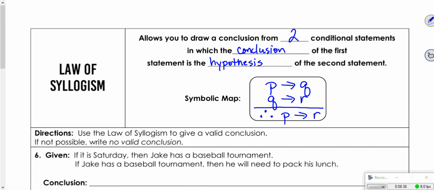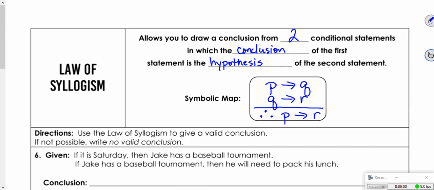Now, let me give you kind of a high level example, just off the top of my head. If I have the money, then I'm going to the store. If I go to the store, I'm going to buy a CD. I know I'm dating myself. Okay? So then if I say I have the money, what can you conclude? I'm going to buy a CD.